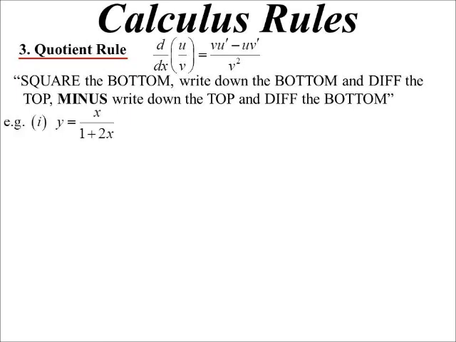Let's have a look at an example. So x on 1 plus 2x. Okay, I could rewrite that as x, 1 plus 2x to the negative 1 and use the product rule. I mean, that would work. But the quotient rule makes it a little bit quicker.